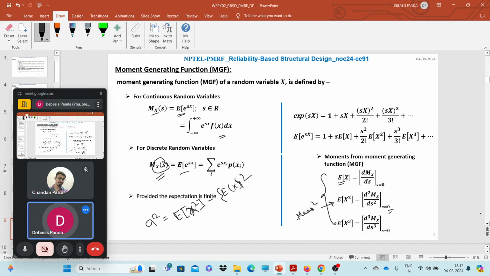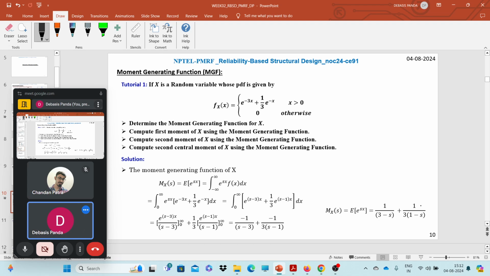Okay, so let's quickly solve some problems regarding the moment generating function. Here is the first problem, from the continuous random variable. Let's go through it. X is a random variable whose PDF is given: f_X(x) equals e to the power minus 3x plus 1 by 3 e to the power minus x for x greater than or equal to 0, and 0 otherwise. First, determine the moment generating function of X. Then compute the first moment of X using the moment generating function, then the second moment of X using the moment generating function.